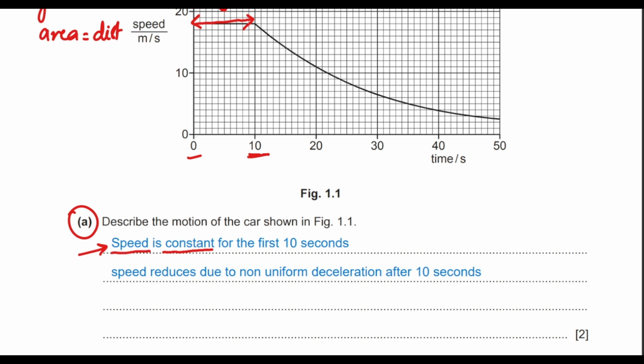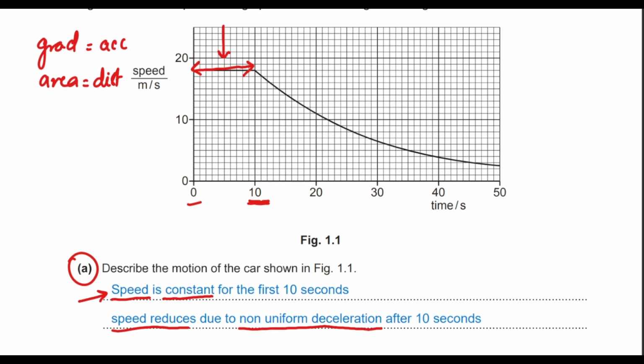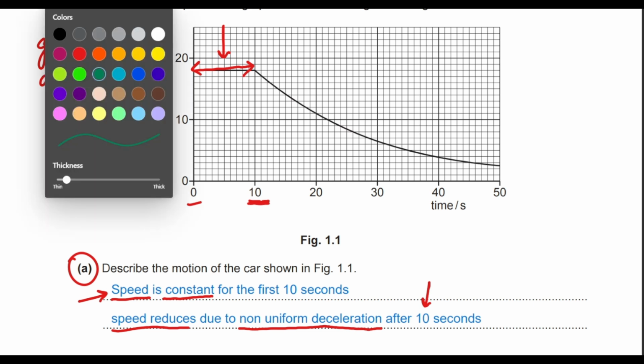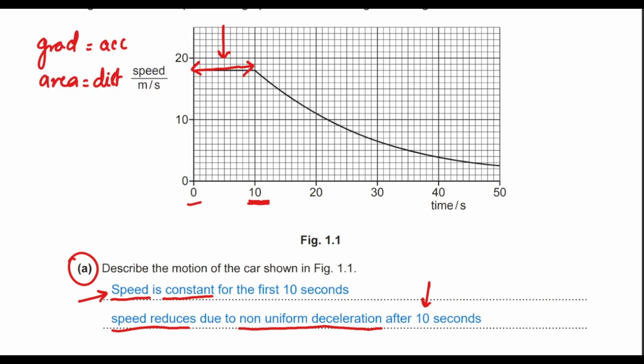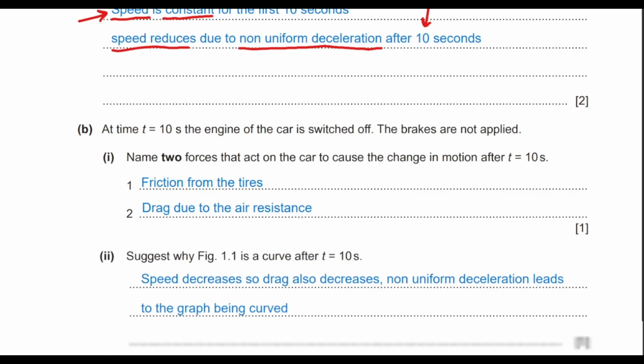And in the next section, we can say that from time t10 to t40 and beyond, it is moving at a decreasing speed, or you can say the speed reduces, due to non-uniform deceleration. If it had been a uniform deceleration, that would have been a straight line. But if it's a curved line, then this is a non-uniform deceleration case. And again, mentioning a timestamp, that after 10 seconds we see this from the graph, further improves our impression with the examiner, that we understand how to answer the question at least.